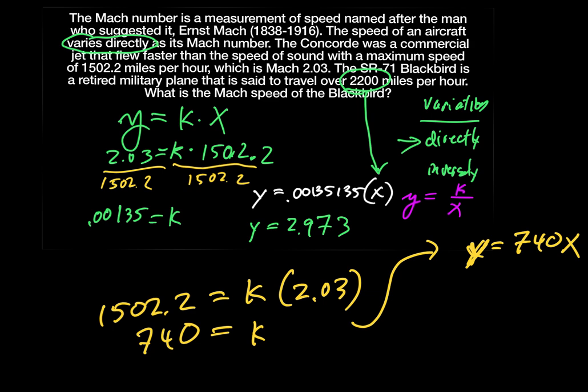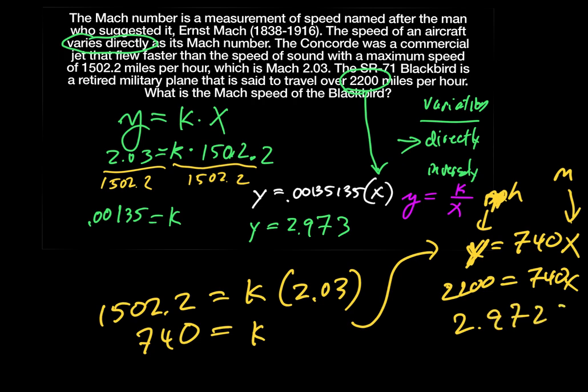So in this case, this was the speed in miles per hour, and this was the Mach. So then I would put in 2200 equals 740x. And if you do 2200 divided by 740, we get 2.9723. Same thing. They are both correct ways of doing this equation. So even if you don't know which one's x and which one's y, don't let that bother you. Just make one of them the x, the other one y, and then work through it.